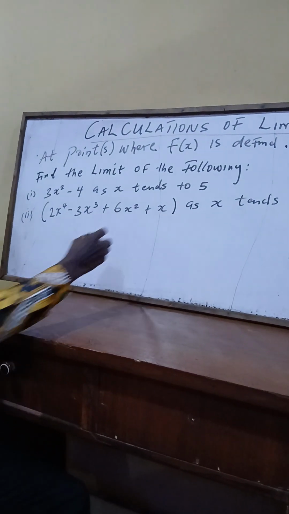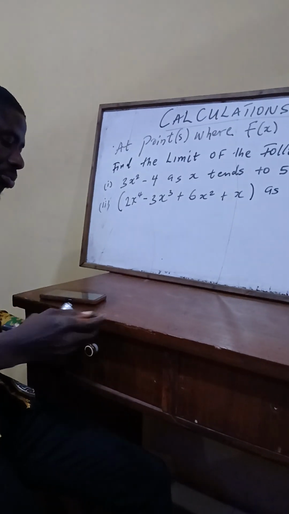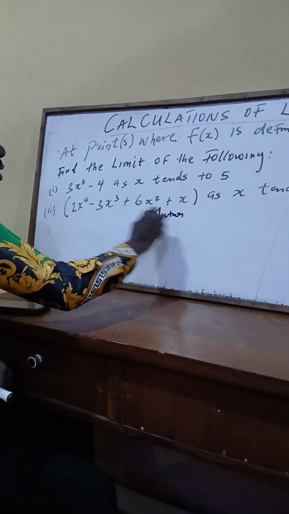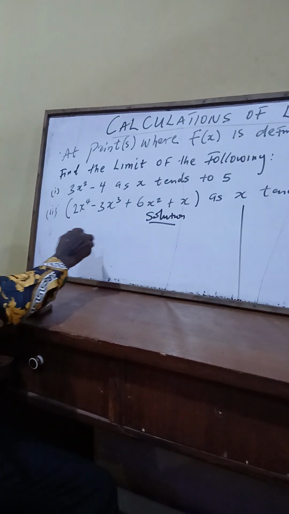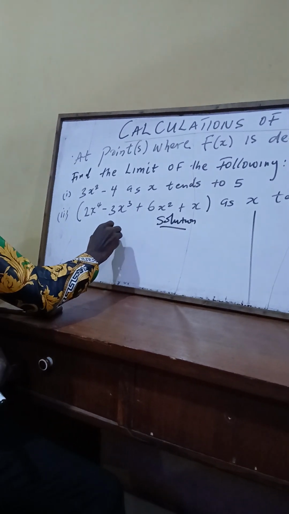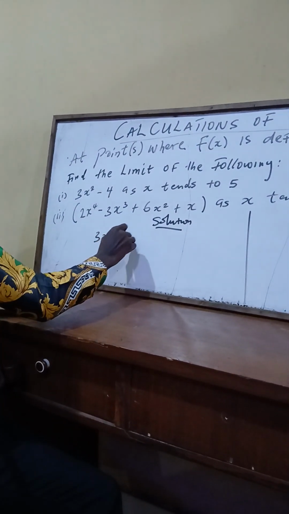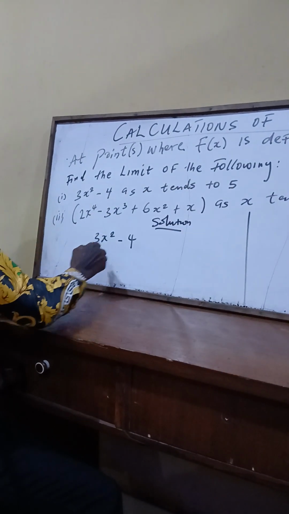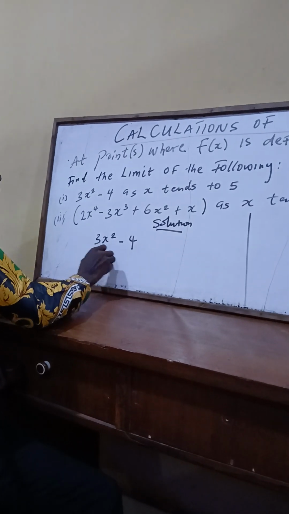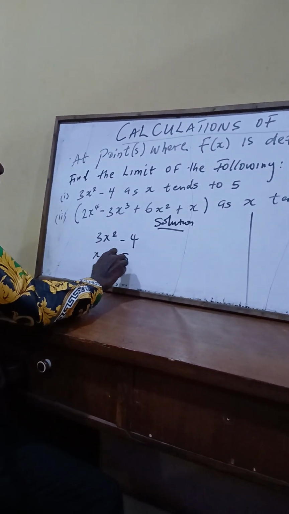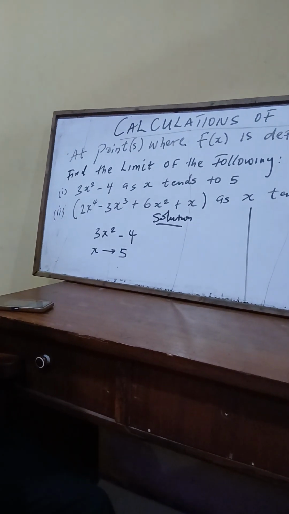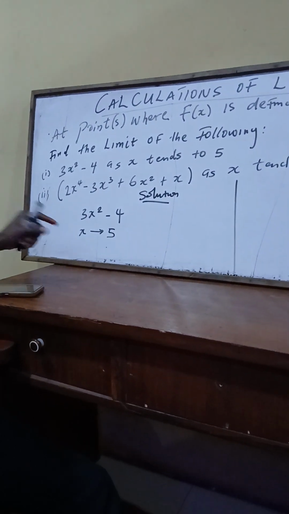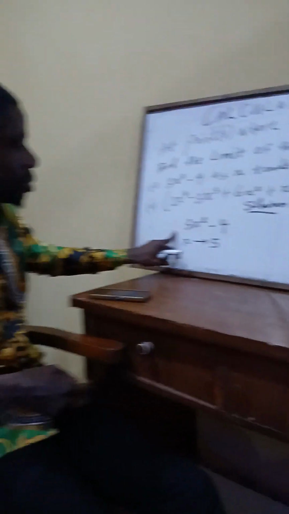So at this point now we write the solution. The statement says that we should find the limit of 3x squared minus 4 as x tends to 5. So that is the meaning. From this point, you don't have much to do here. Just go direct by doing direct substitution.